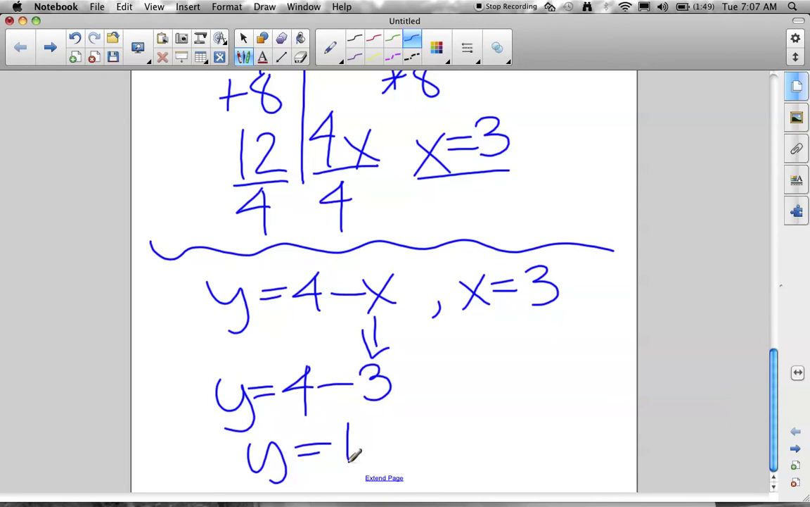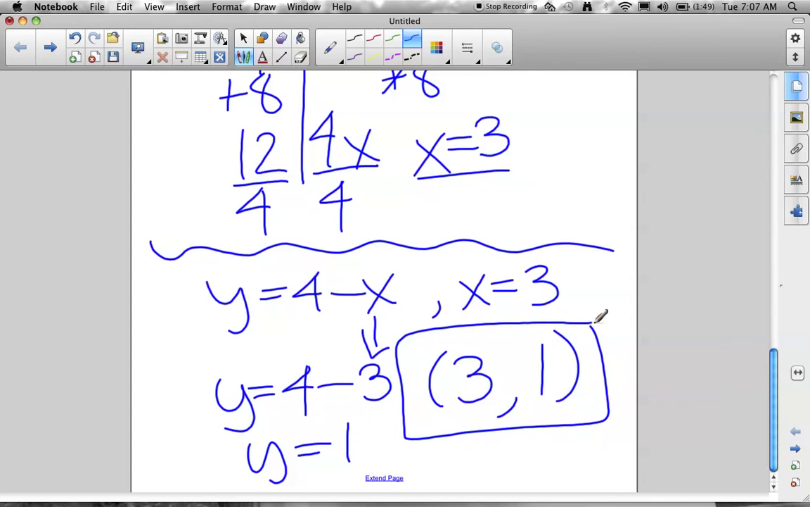Now, x and y both have a solution. I'm going to write those as ordered pairs. 3, 1. And that's your answer. If I had graphed these two lines, I would have found 3, 1, that ordered pair, as the intersection of those two lines.